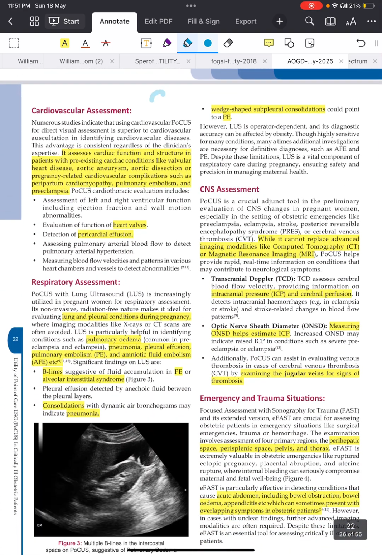Cardiovascular assessment, like the heart, they can find out. Heart valves and pericardial effusion they can find. Even respiratory lung ultrasound can be done, like pulmonary edema, pneumonia, pleural effusion can be seen. B lines are seen in pulmonary edema.